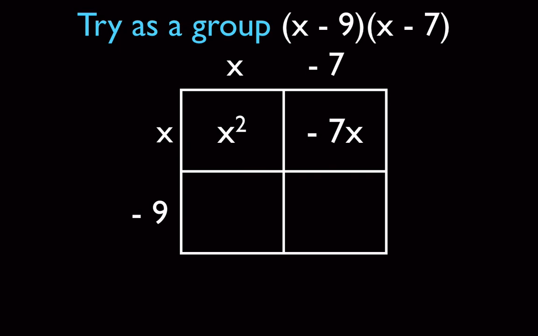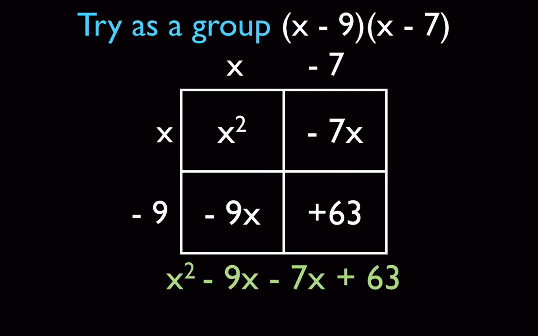Okay, so now I'm going to multiply it out. Obviously I'm going to get -7x, -9x, and positive 63. Writing out my middle step and combining like terms.